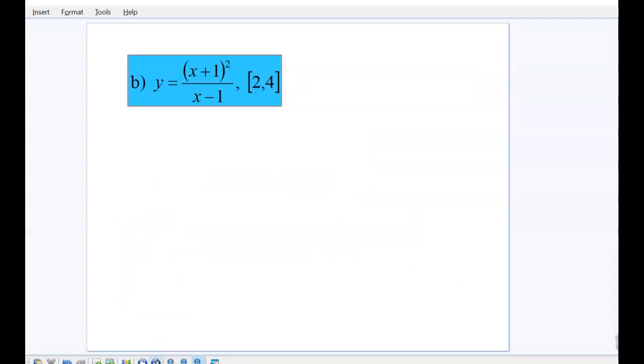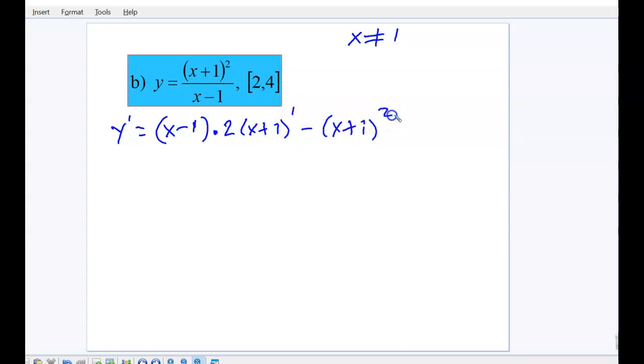Okay, let's try this one here. Again, note I do have a restriction that x cannot be 1. So if I take the derivative, again, it's going to be the quotient rule. So it's going to be x minus 1 times the derivative of the top, which is the chain rule, minus the numerator times the derivative of the denominator, and this is all over the denominator squared.